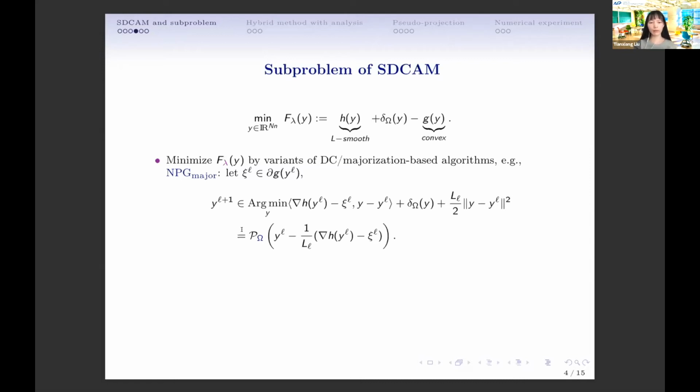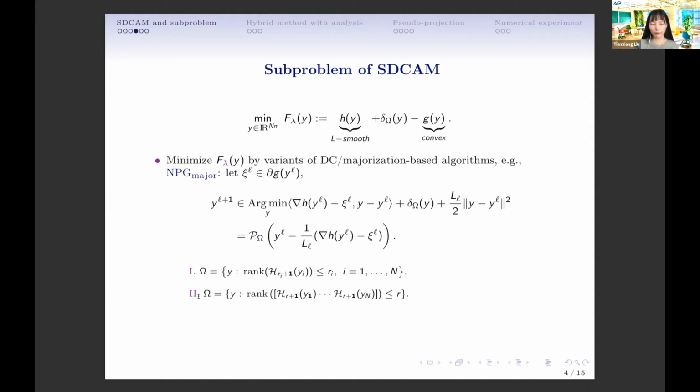So basically, the subproblem will become a projection problem. Now our goal is to solve this projection problem. We need to do projection onto this omega. If you remember, we have three kinds of formulation. For the last one, type 3, this omega is the whole space, so the projection is trivial. But for type 1 and type 2, our omega looks like this. This is still hard to project onto, especially because there is a Hankel structure inside.